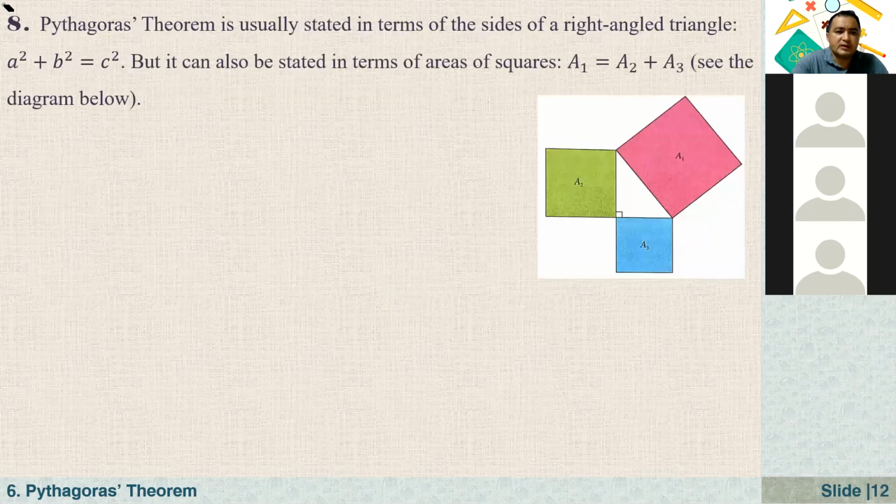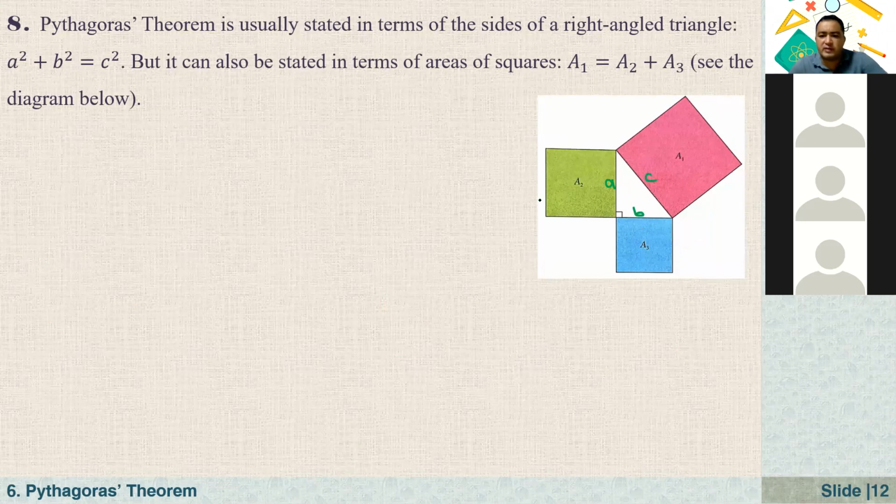Okay. So in the last question, it says that the Pythagorean theorem is usually stated in terms of the sides of a right angled triangle: A squared plus B squared equals C squared. But it can also be stated in terms of areas of squares. As you see here, that white part, right? Actually, we are talking about this side is A, this side is B, this side is C, right?